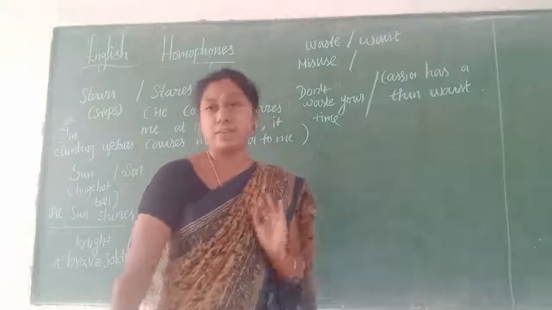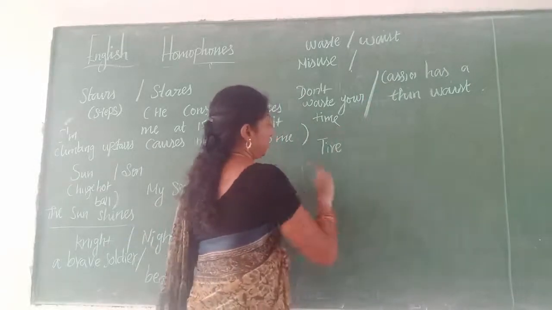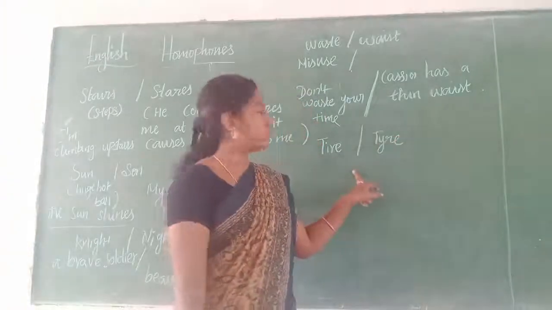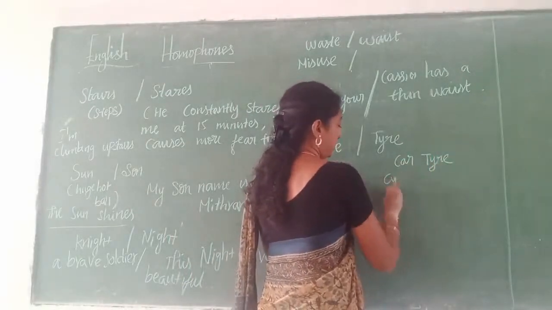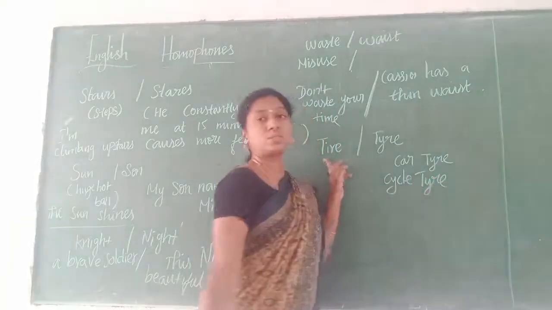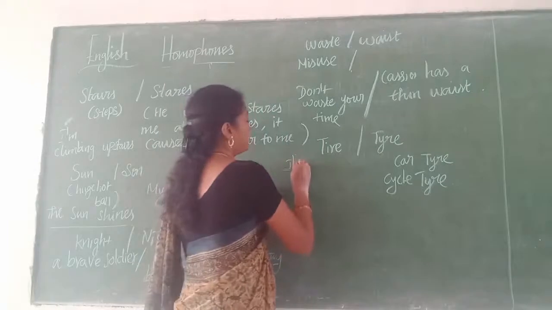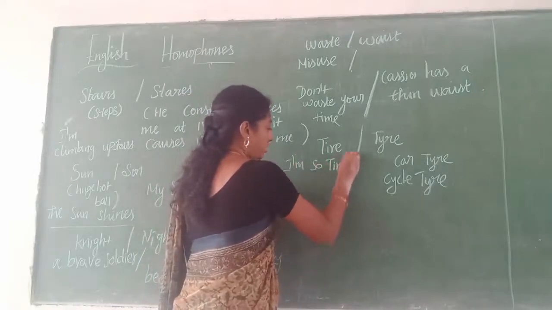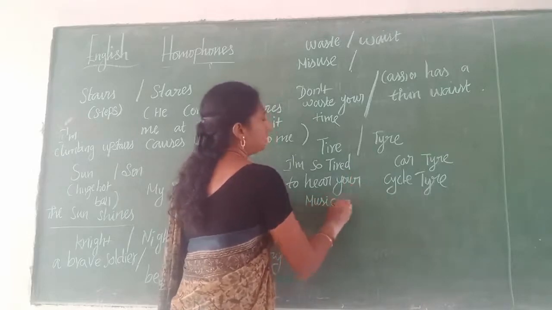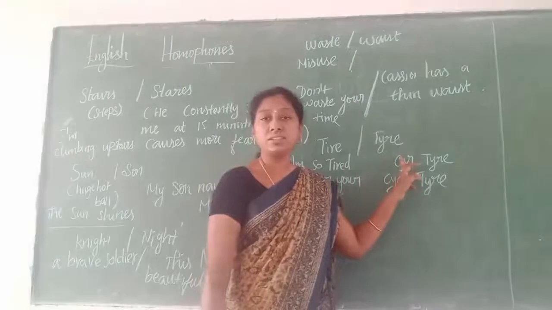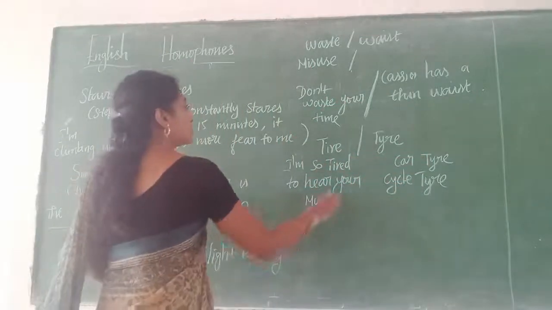So, waste, waist. Okay, next one, what is that? Next one, tyres. What is the meaning of this word? Tired and tyred: tired means exhausted, and tyre is a cycle tyre. I'm so tired of listening to your lessons. I'm so tired now. I'm so tired of hearing your music. So this is the meaning of this word, tired and tyred. Okay, so next one.